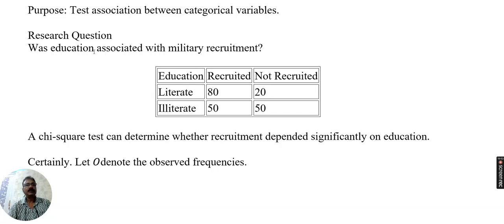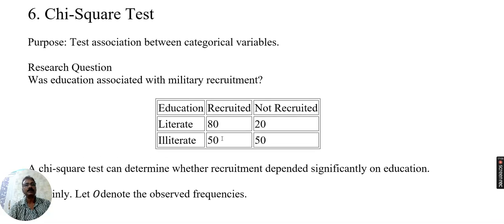Similarly, the education is literate or illiterate. It is classified into two ways. It is not how many years you have education, 5 years, 6 years, 7 years. It is not quantitatively defined. It is defined categorically. That is why the chi-square test is used for testing the relationship between categorical variables. One category is education, whether literate or illiterate, and the other categorical variable is recruitment, whether recruited or not recruited.